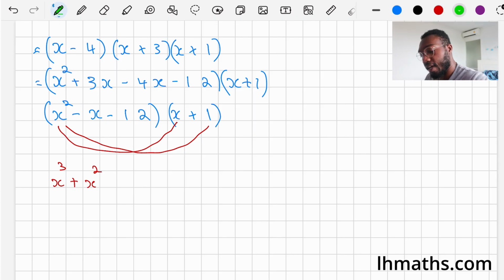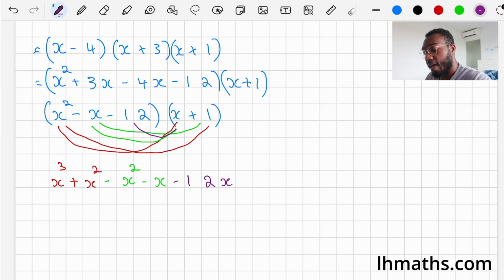We will get a minus x times an x. So a minus x times an x is a minus x squared. And then we also get a minus x times a 1. A minus x times 1 is just a minus x. And then we're going to have a minus 12 times x, which is a minus 12x, and a minus 12 times 1, which is a minus 12, okay?